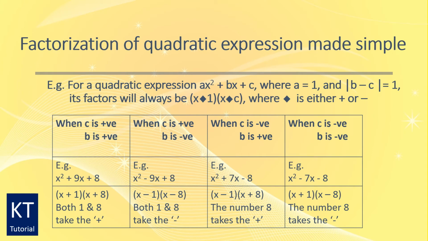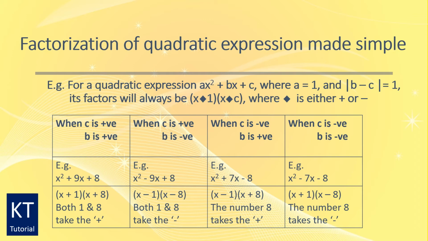This and the subsequent 2 slides are meant to assist you with making quicker work on the factorization of quadratic expressions. Let's begin with the scenario of a quadratic expression ax squared plus bx plus c, where a is 1 and the difference between b and c values being 1. In such a case, its factors will always be a product of x symbol 1 and x symbol c, where symbol is either a plus or a minus.